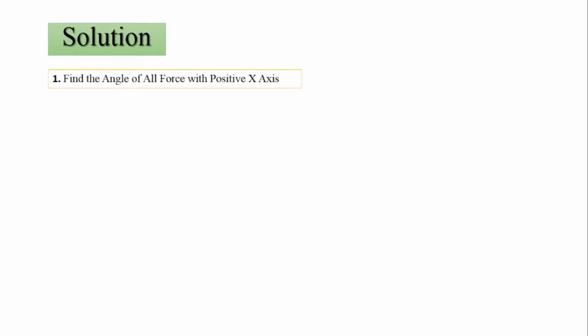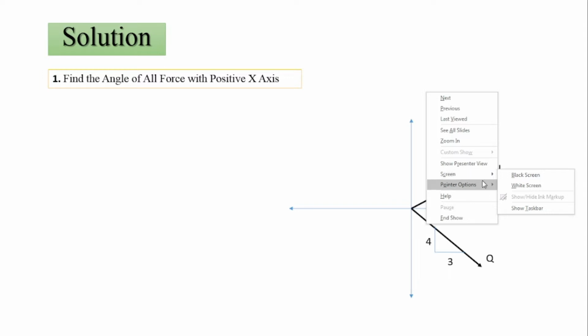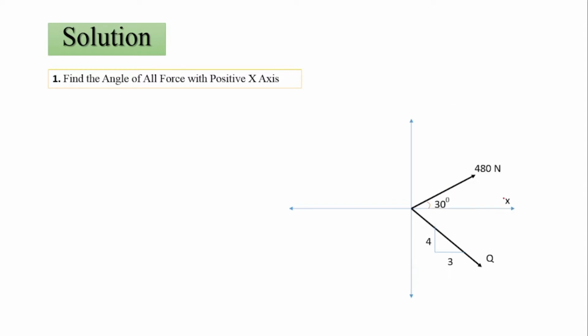Find the angle of all the forces with positive x-axis. In the given force system, this angle is along the x-axis, but this angle is given in terms of these triangle values. Two sides of the triangle are given, so we can find out the angle between them. This angle we can find out by using the tan relation. So we'll consider this triangle. One side of this triangle is 4 and the other side is 3.